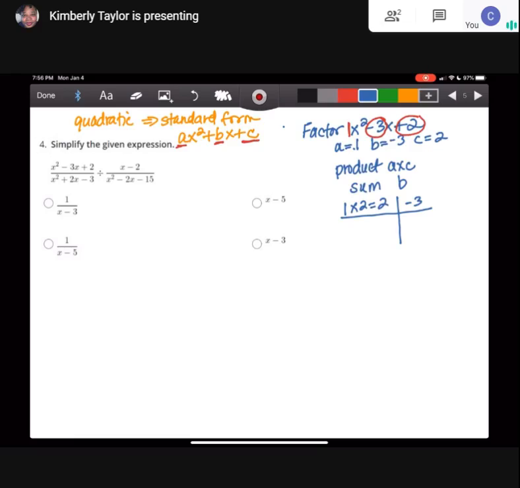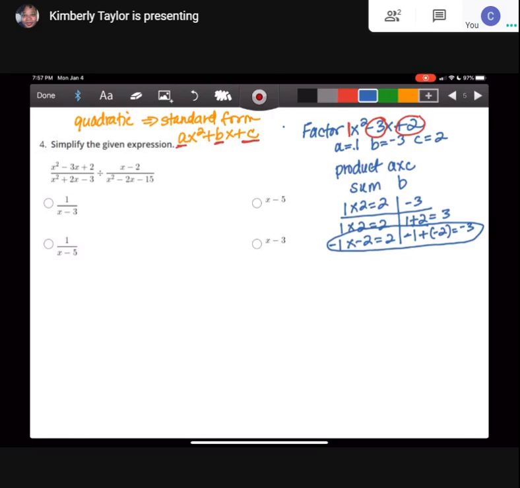So what numbers can I multiply in order to get positive 2? I could say 1 times 2 gets me 2. I also can say negative 1 times negative 2 gets me 2. But which one of these is going to get me negative 3? So when I say 1 plus 2, I get 3. But when I say negative 1 plus negative 2, I get negative 3. So this is the combination that I want. Okay? So that was a brief explanation of how to factor.